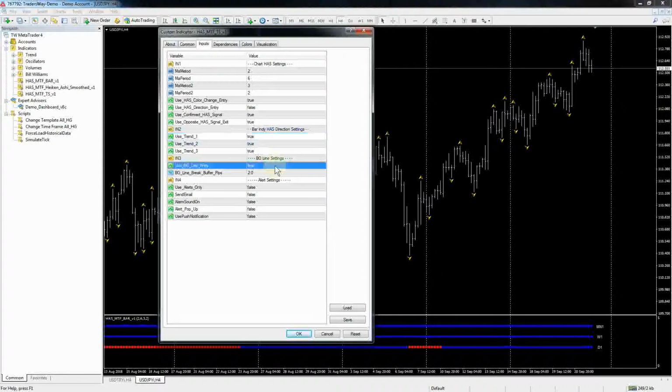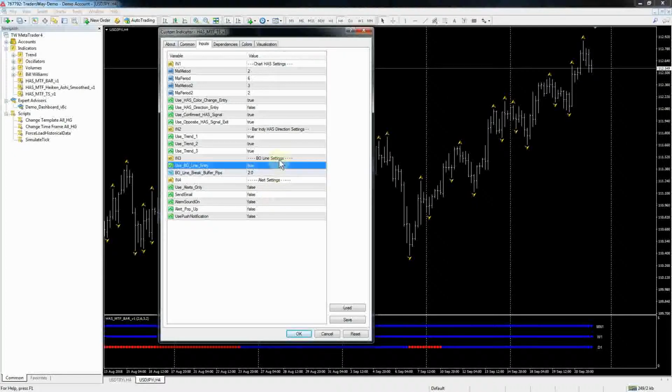And then we got the breakout line, same as in the old one, set to true. It's a buffer of 2, so as soon as the price exceeds the breakout line by 2 pips, it will trigger a trade. And also the alerts, just like before.